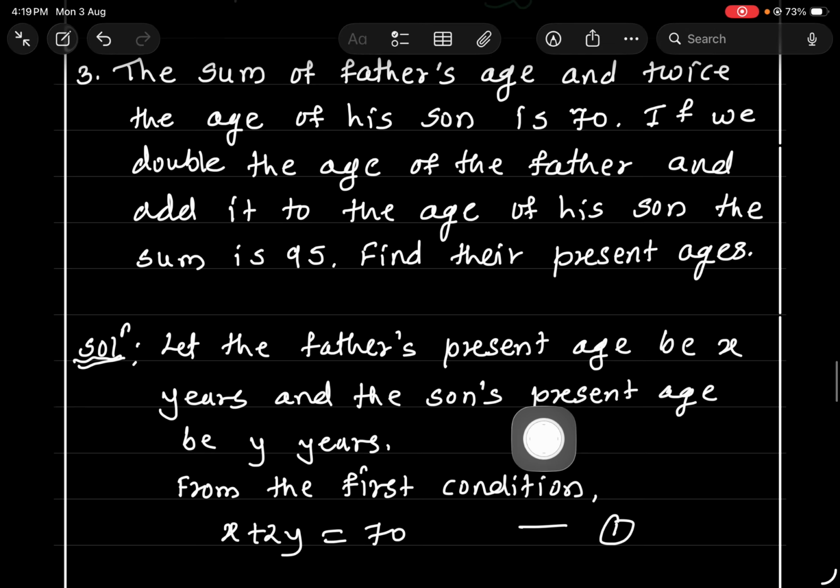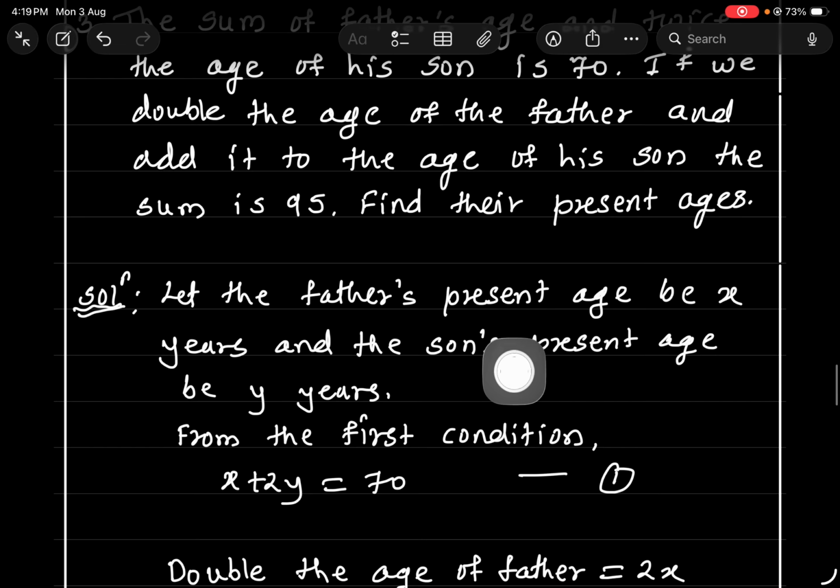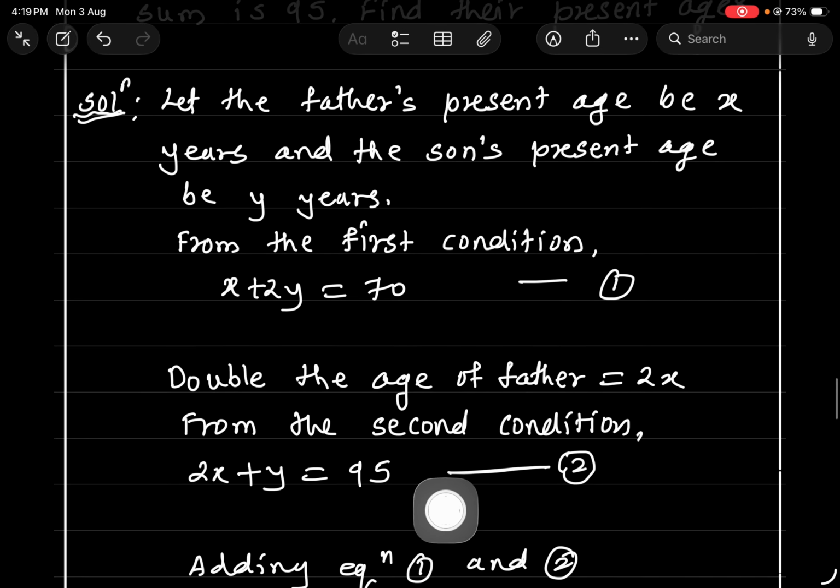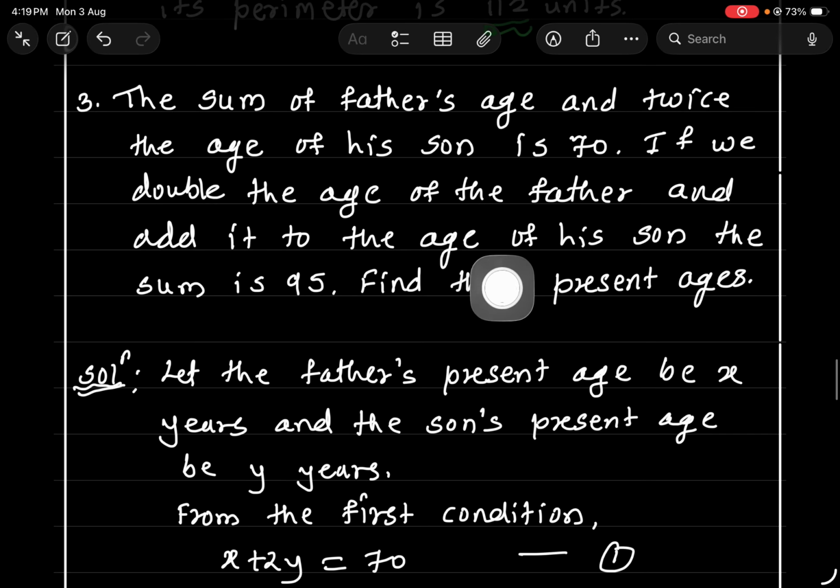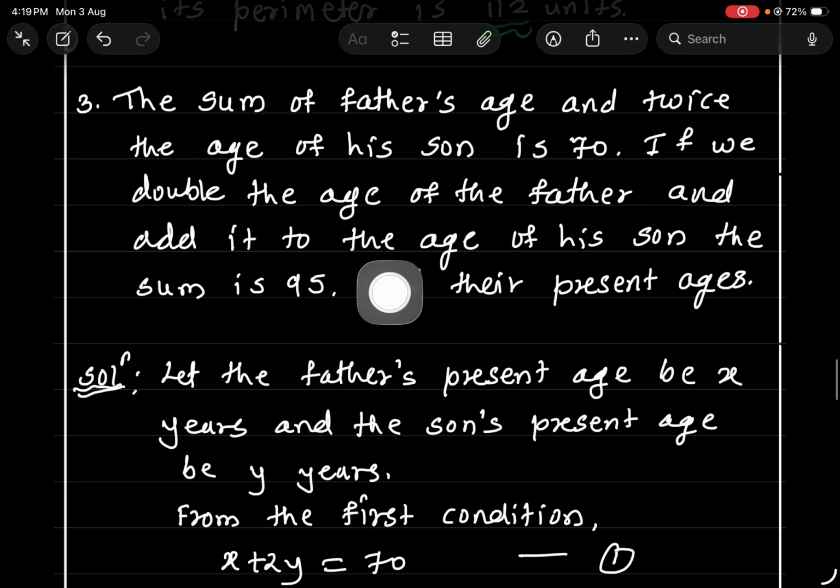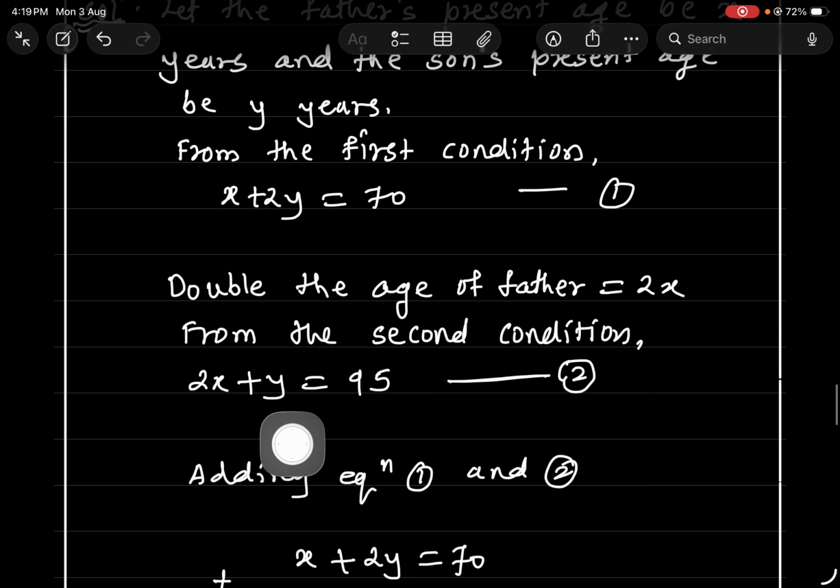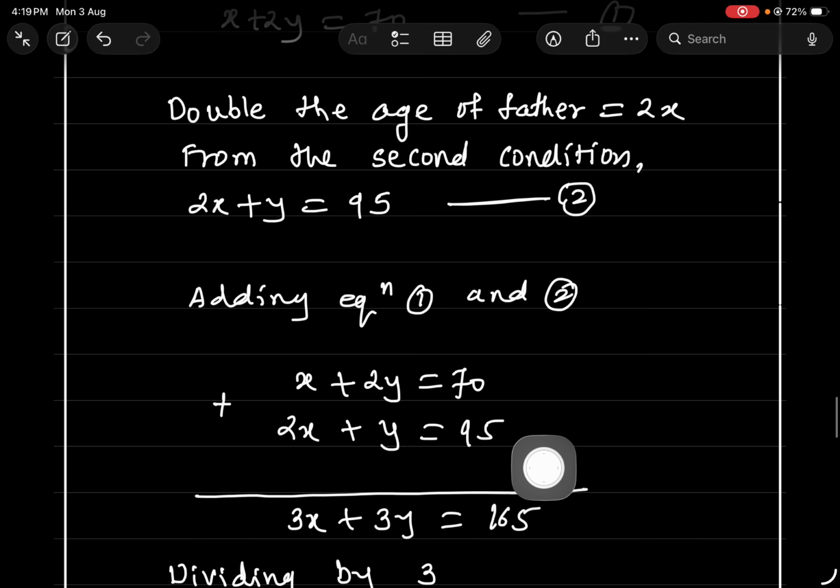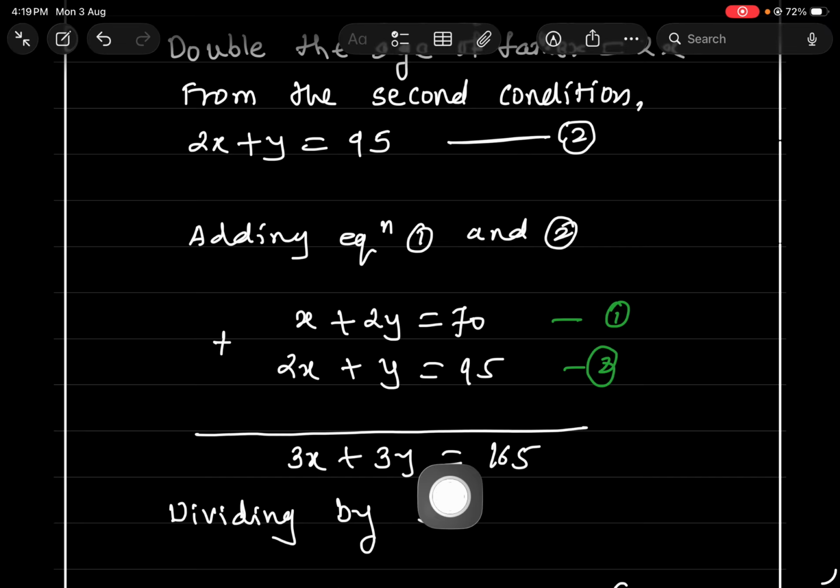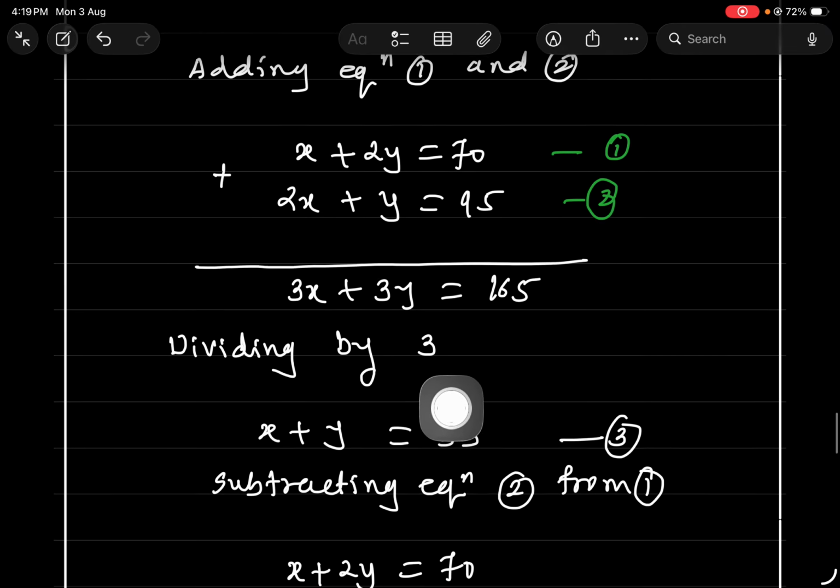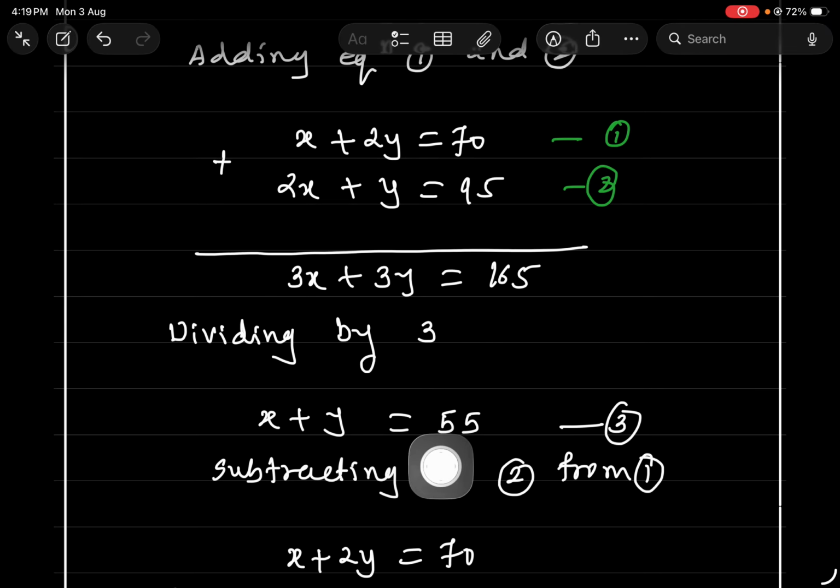First equation. Then next, if we double the age of the father, what is the double age of the father? That means 2x, and add it to the age of his son. Son's age is y. So 2x plus y equal to 95. So adding equation 1 and 2, this is equation 1 and this is 2, you are adding: 3x plus 3y equal to 165, dividing by 3, so x plus y equal to 55. For 165 you are dividing by 3, you will get 55, third equation.